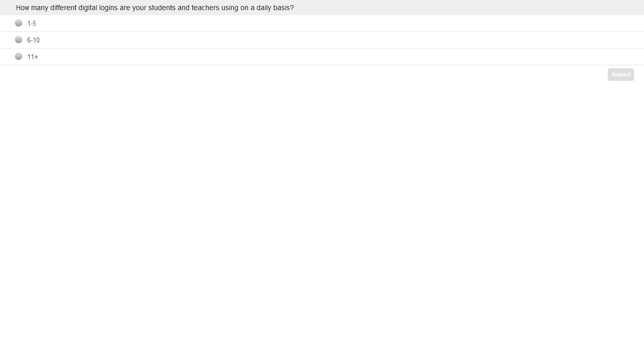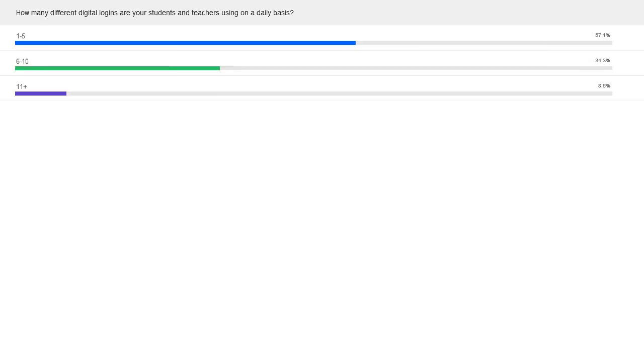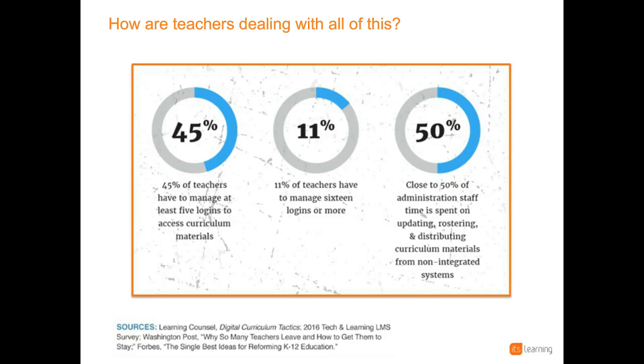So I'm going to keep on voting, but I'm going to go to our results, and we can see that about 57% of our people are somewhere between 1 and 5. We have another third that are 6 to 10, and take a look at those 11 pluses. We got close to 10% on that. We all know as teachers, and I spent 33 years in the classroom, the more time we spend having to do things that could be automated, it takes away time from what we do best, and that's what works with kids. So how are teachers dealing with this?